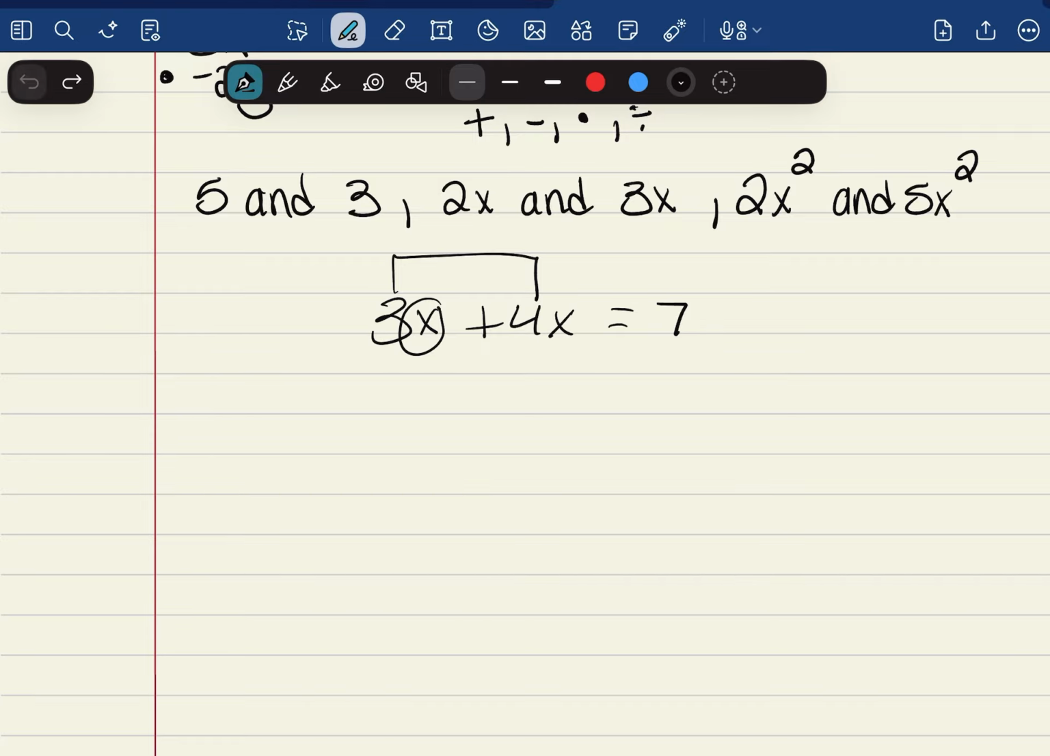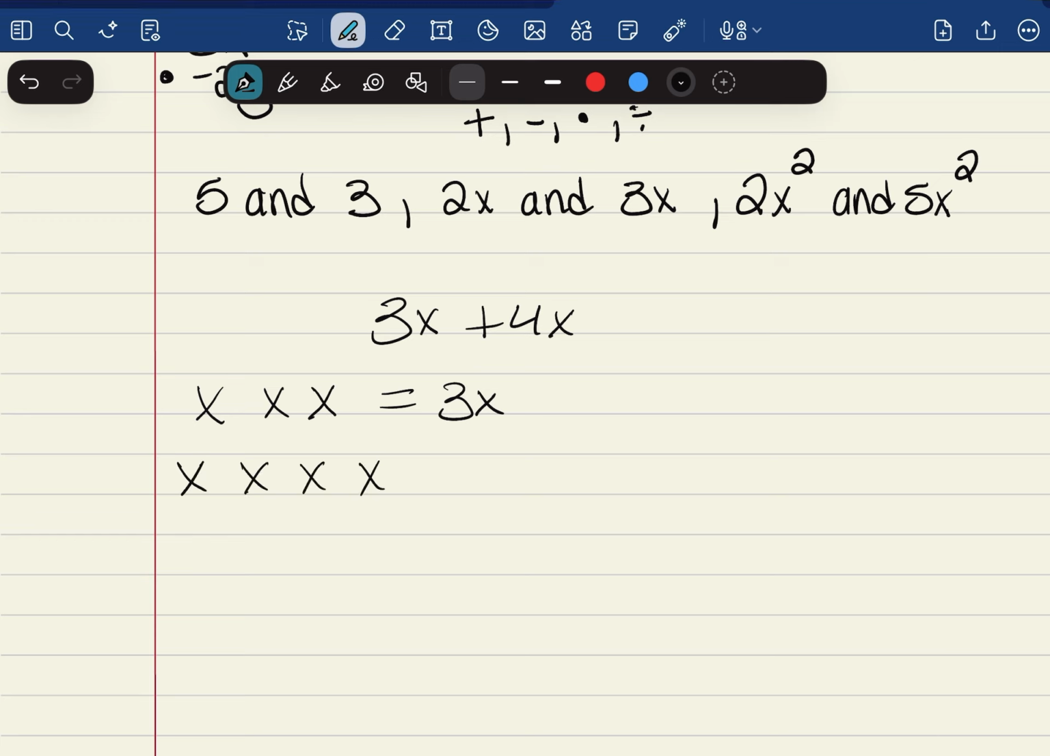Or some people like to say, okay, I have 3 x's. If I add 4 x's to it, how many x's do I have? Again, they look at this problem like this. If I had 3 x's, and I want to add 4 x's, and I'm adding these two together, how many x's do I have? Okay, so if need be, you can think of it like that.